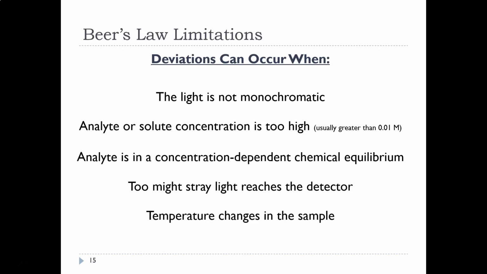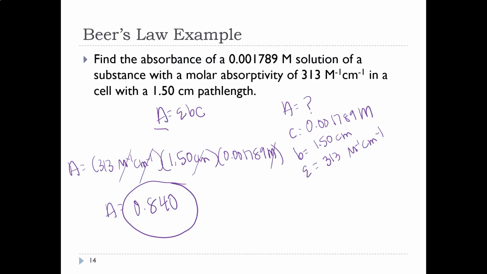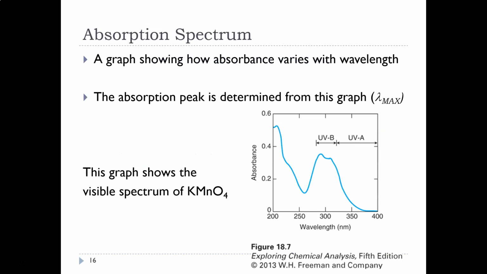Also, it's a problem if the temperature is not constant, because remember that extinction coefficient, that molar absorptivity value, is temperature dependent. So if the temperature is changing while you do the experiment, that constant is changing while you're doing the experiment. But when we do our math, we just use one constant. So that's a problem.